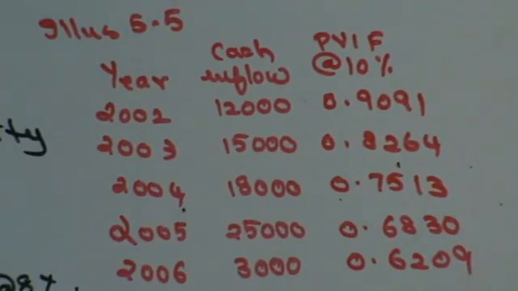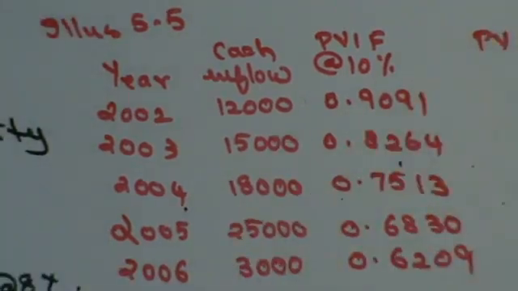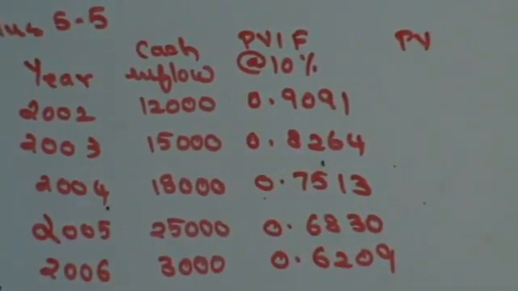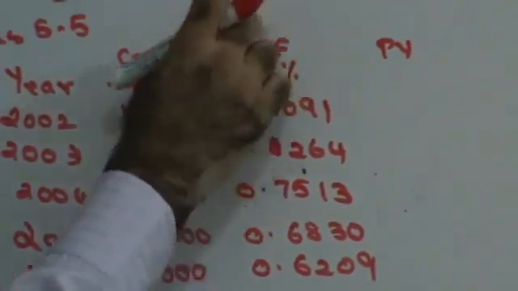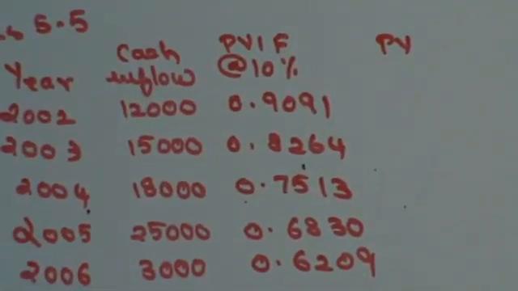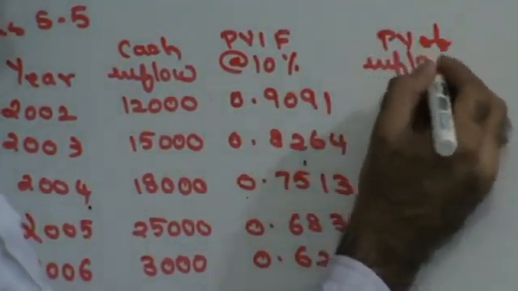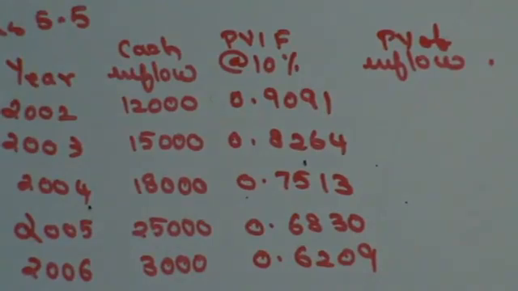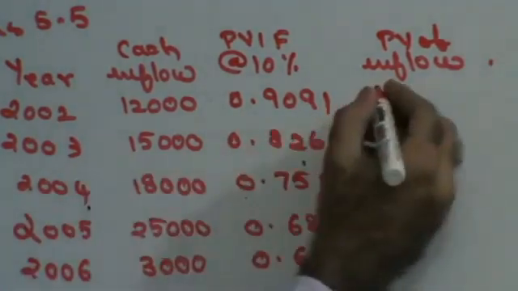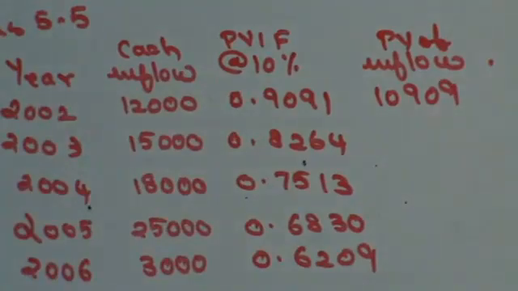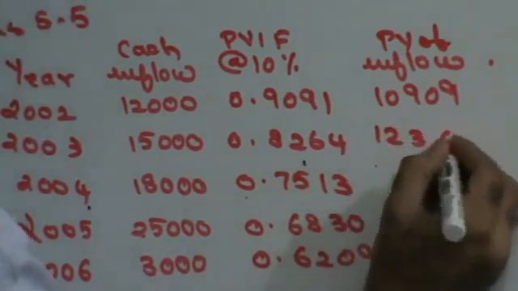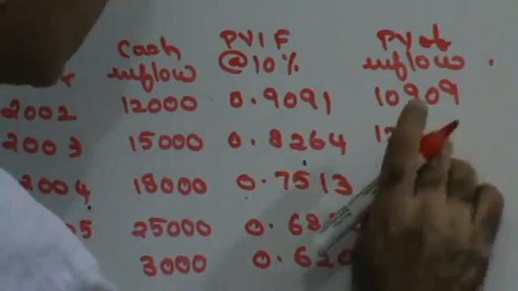This is my present value interest factor. So in that case, present value is going to be how much? How do I get present value? Cash inflow into present value interest factor will give me my present value. So my present value of inflow will be 12,000 into 0.9091, which is 10,909, 15,000 into 0.8264, which is 12,396.